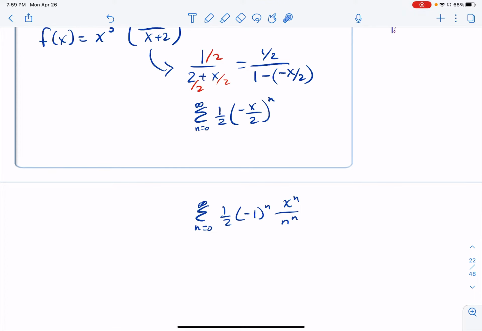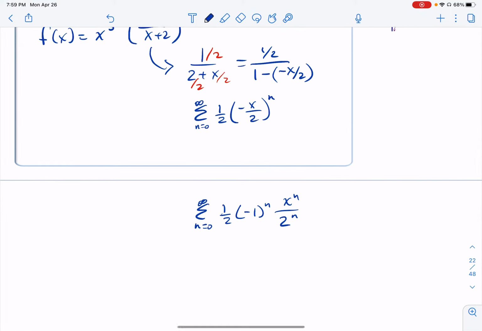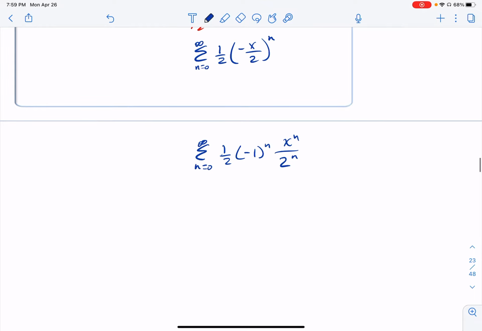Okay, so this 2 right here can combine with this 2. Oh gosh, it made that way more difficult. All right, anyway, so this 2 can combine with this 2. This is to the first power, you add your exponents, so this one is going to be an n plus 1 power there. Alternator there, okay, and then x to the n over 2 to the n plus 1.